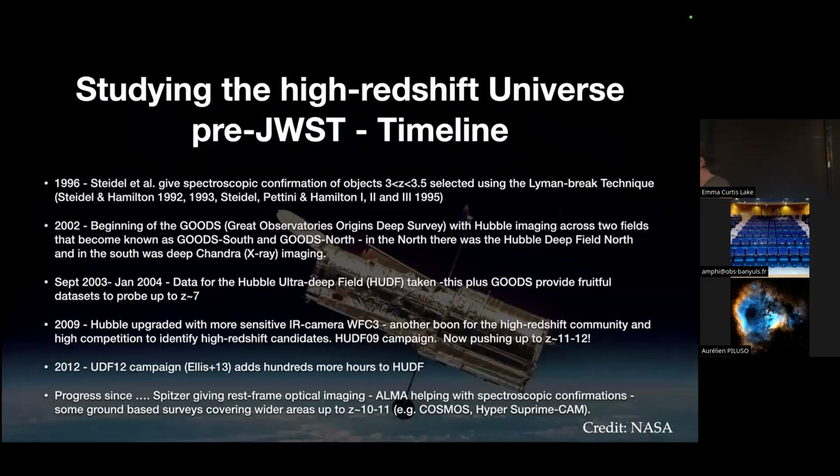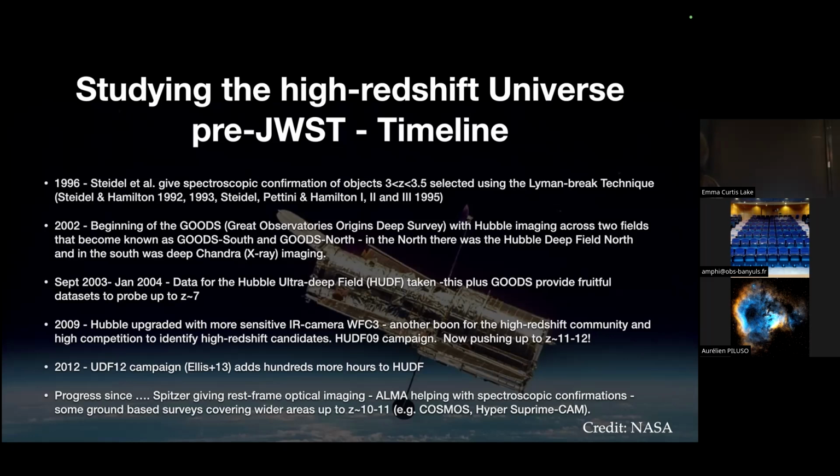And in terms of high redshift studies, the timeline starts at around 1996, the first spectroscopic confirmation of objects around redshift 3 using the Lyman break technique, which I'm going to explain. 2002 is the beginning of a Hubble imaging survey across 2 deep fields, the GOODS South and the GOODS North. So these are fields which have had tons of multi-wavelength exposure from X-rays to radio. And some people are using data from them at this minute. I asked, how many of you have heard of these deep fields? So I wanted to put this in.